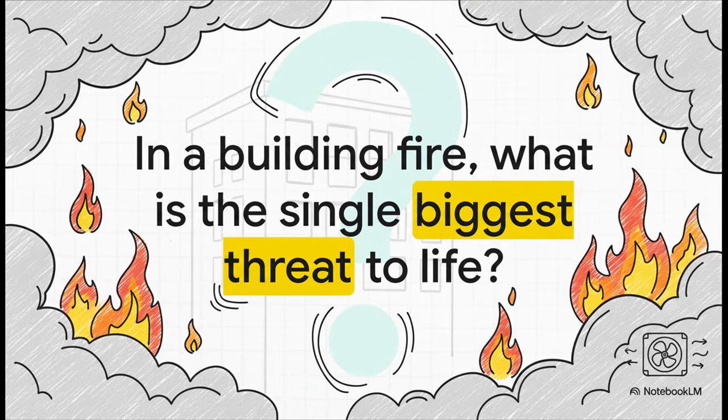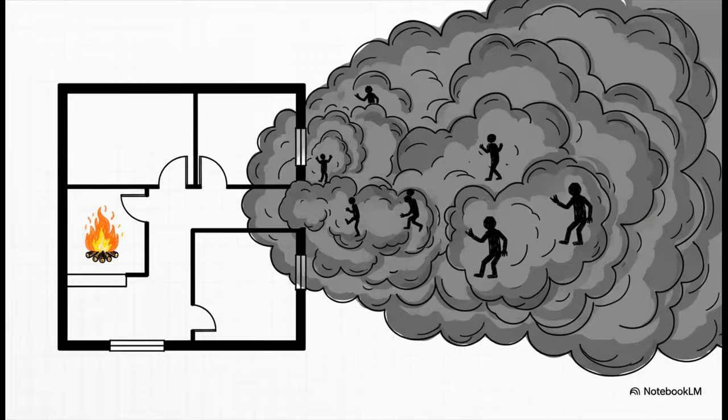The answer really is the whole reason NFPA 92 was written in the first place. It's smoke, plain and simple. Statistically, it's not the flames that are the biggest killer in a fire. It's smoke inhalation and the disorientation it causes. Smoke can travel far, far away from the actual fire, making escape routes completely impassable. And that is the core problem NFPA 92 is designed to solve.